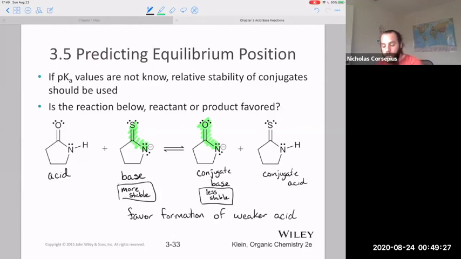And so which one's stronger then? My acid or my conjugate acid? In this case, it's the conjugate acid because it has the more stable base, right? So this reaction will lie in favor of my reactants. Okay, so we can use this qualitative ability to also determine which direction is favored in a given acid-base reaction.